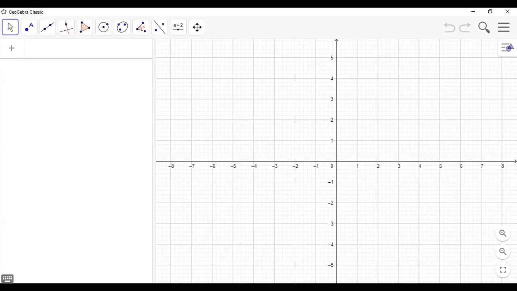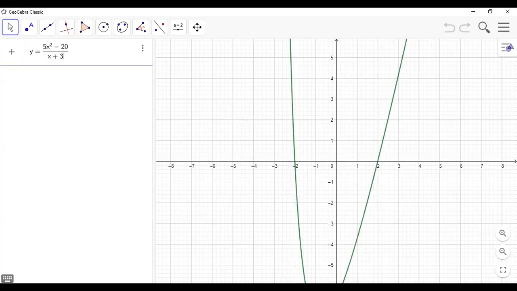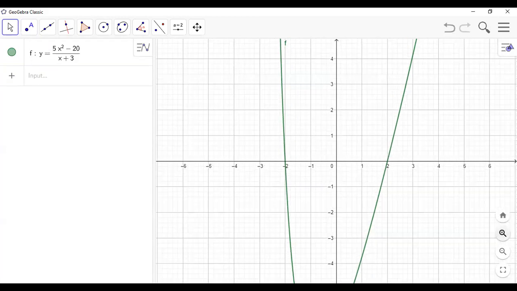Ang function natin, class, is, ano nga yung function natin? Y is equal to 5x squared minus 20 all over x plus 3. Okay. Ngayon, class, ano yung mga ano natin kanina? Intercepts. So, we have positive and negative 2.